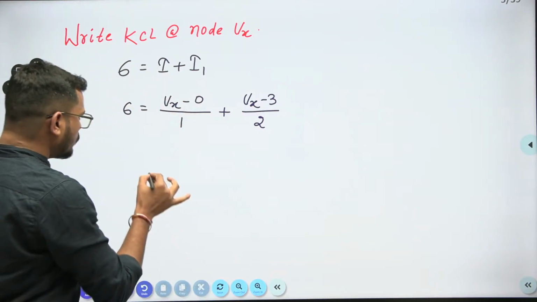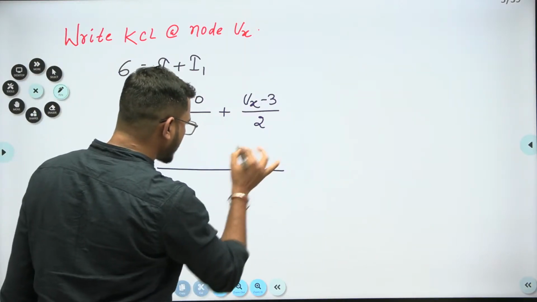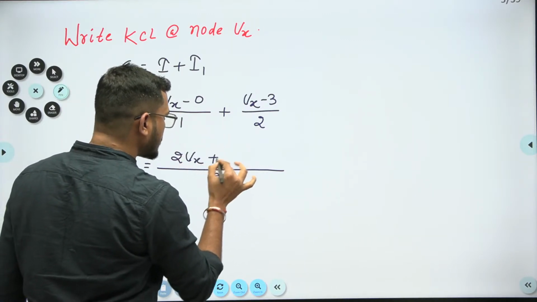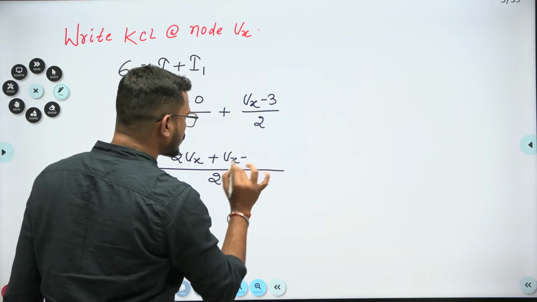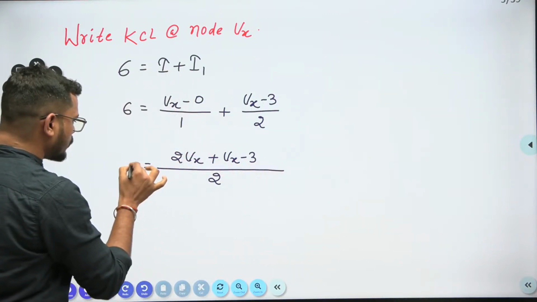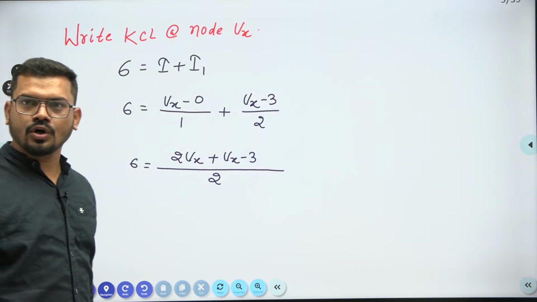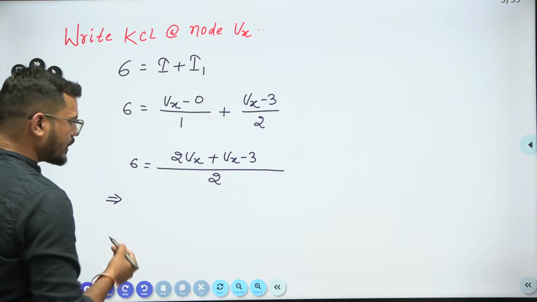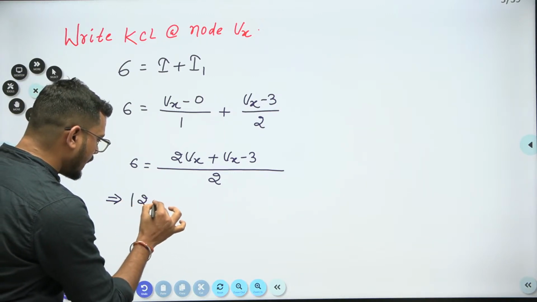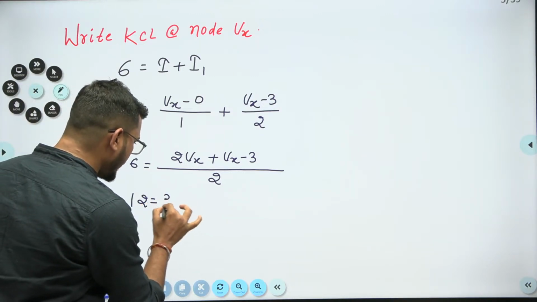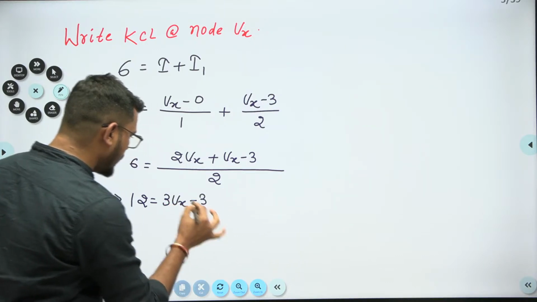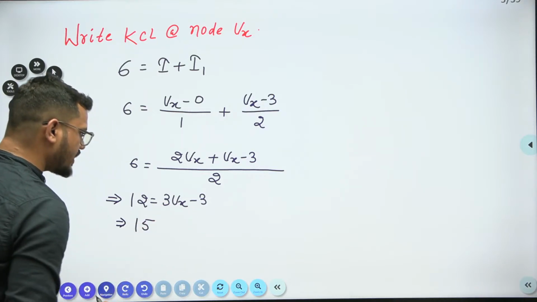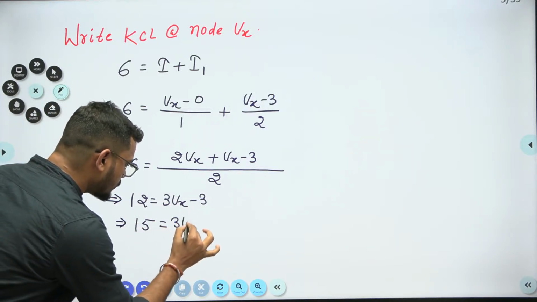Okay. So now what can we do, guys? Just take LCM. So this is 2Vx plus Vx minus 3, and this is equal to 6. Is it clear? Yes or no? Okay. Very good. So this is nothing but 12, and this 12 is equal to 3Vx minus 3, and from here, 12 plus 3 is 15, and this is equal to 3Vx, guys.